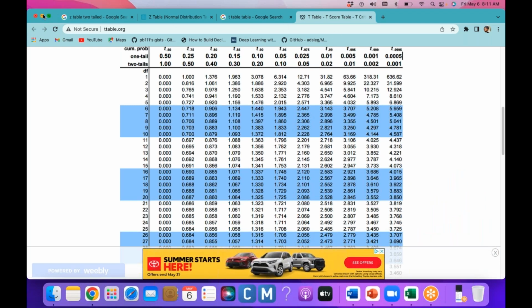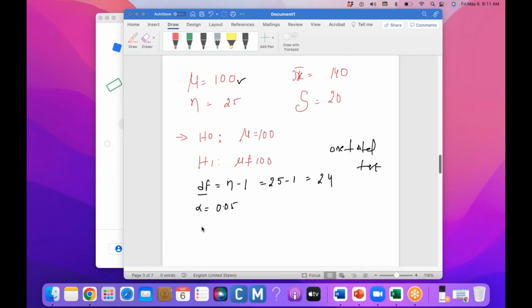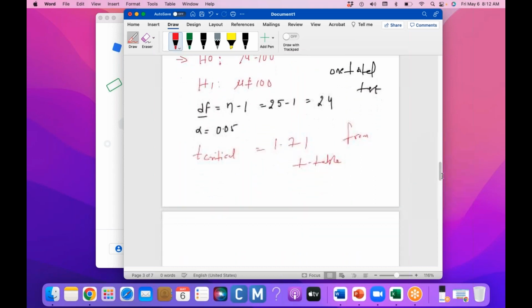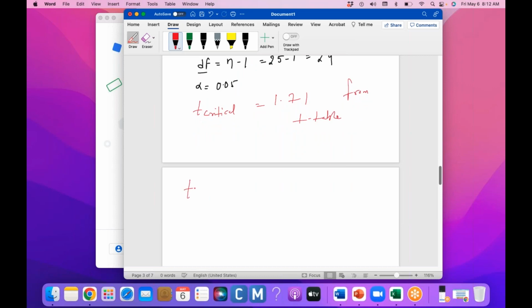So from the t-table we calculated that one. From the t-table my t critical value is 1.71. Now, if you want to calculate the t value, the formula is sample mean minus population mean divided by standard deviation divided by square root of sample size.